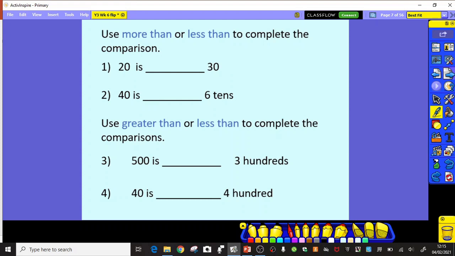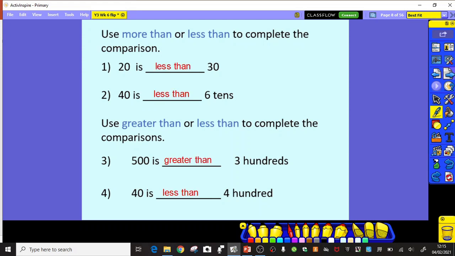Can you use the more than or less than words to complete the comparisons? So we've got 20 is something 30, 40 is something 6 10s. Then it says use greater than or less than to complete the comparisons for number 3 and 4. So 500 is compared to 300s, and 40 is being compared to 400. Okay, have you got the answers? Let's have a look then.